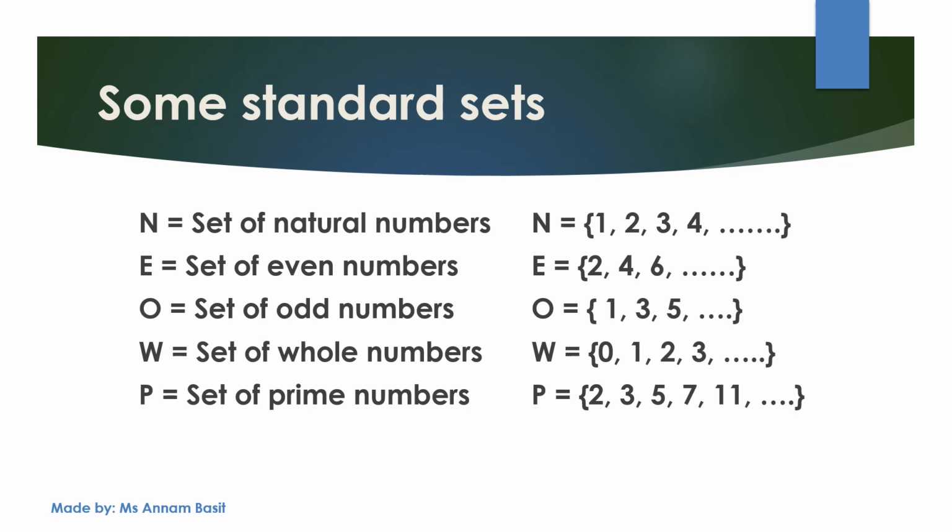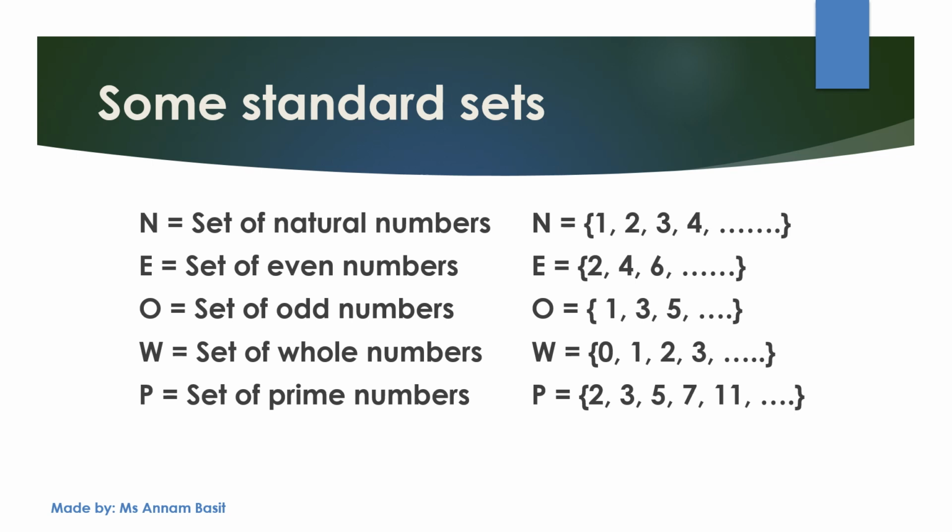The other one is capital E, which is the set of even numbers. So it's going to be E equals bracket 2, 4, 6 and so on. Then O represents the set of odd numbers. So O is equal to bracket 1, 3, 5 and so on. And capital W is used to represent the set of whole numbers, which is W equals 0, 1, 2, 3 and so on. There's a difference between whole numbers and natural numbers. Natural numbers start from 1, whereas whole numbers start from 0. We're going to cover this topic in chapter 2 as well, so let's leave it here for now.